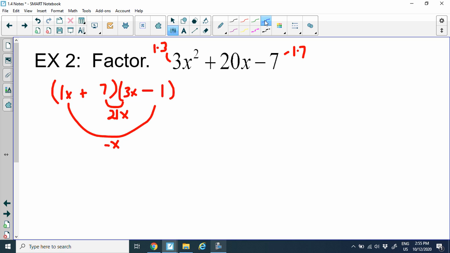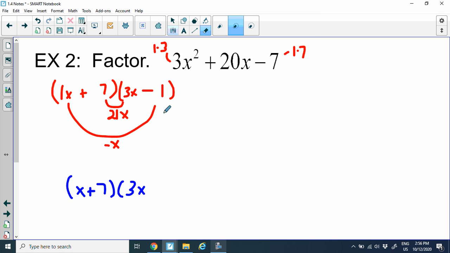So I'm going to just rewrite this so it looks a little bit better. So I actually have x plus 7 and 3x minus 1. Oops, that should be a minus. There we go.